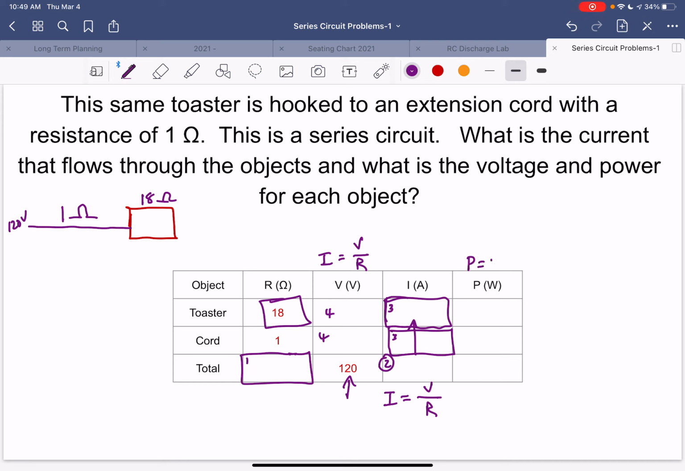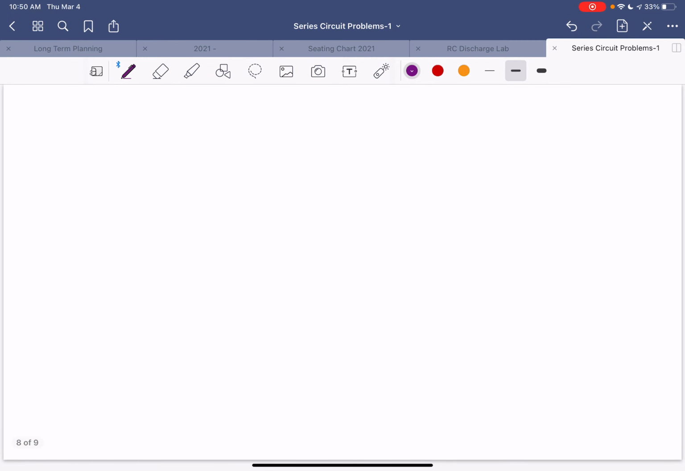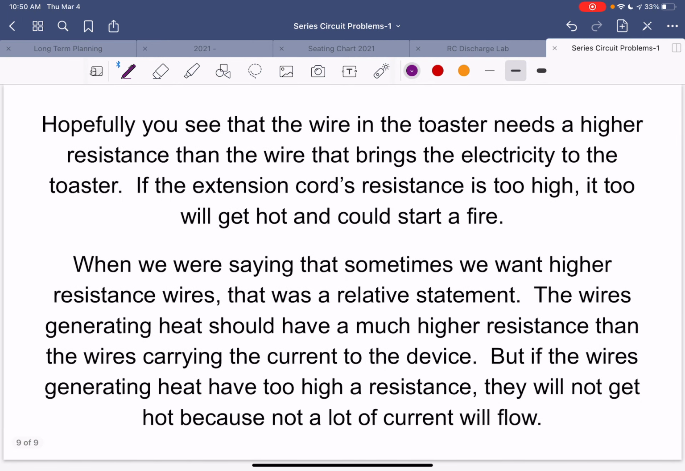Then you can get your powers by doing voltage times current. You can do it for the toaster, you can do it for the cord, and you can do it for the total. Put a picture of all of your work on this slide, and then read through what I say about the importance of the extension cord's resistance.